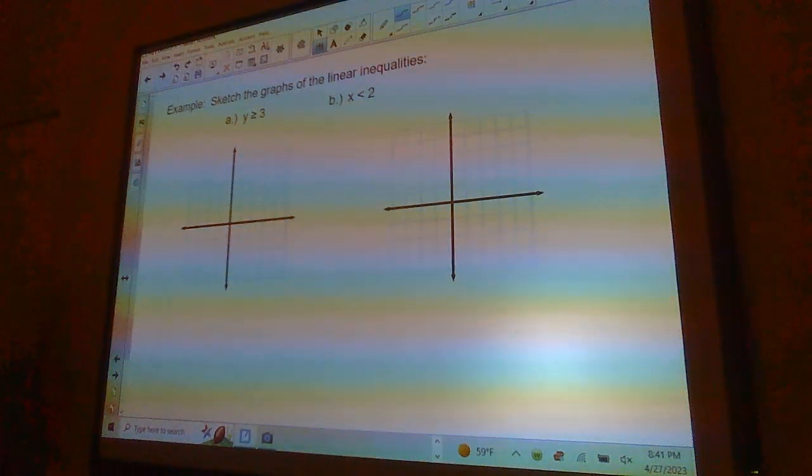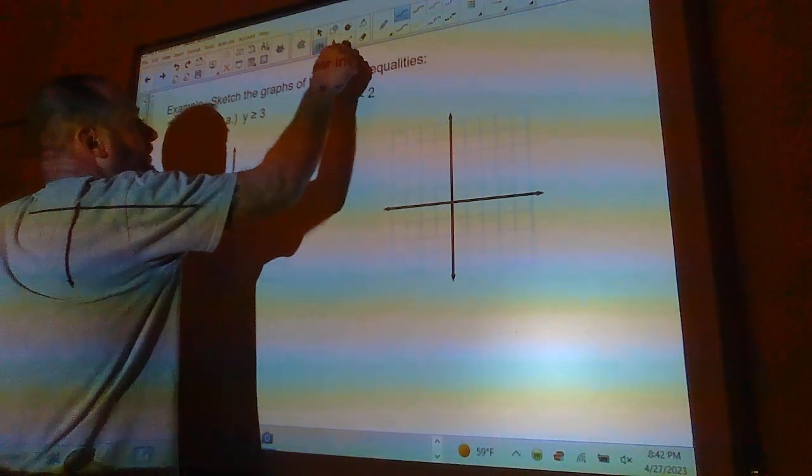Sketch the graphs of the linear inequalities. This one's a pretty easy one.